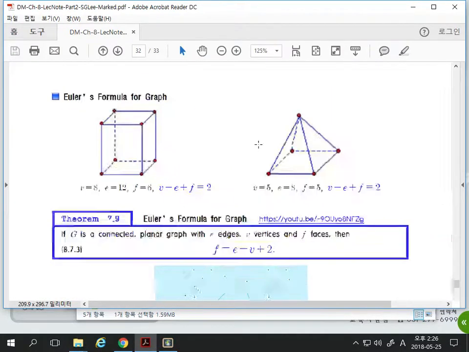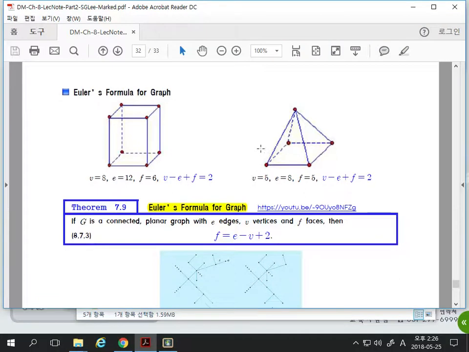Okay, next, last part is Euler's formula for graphs. I think you have learned this.